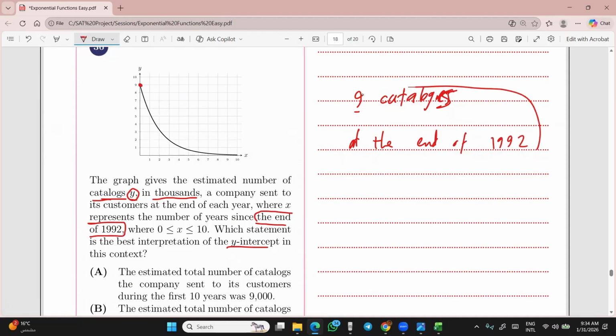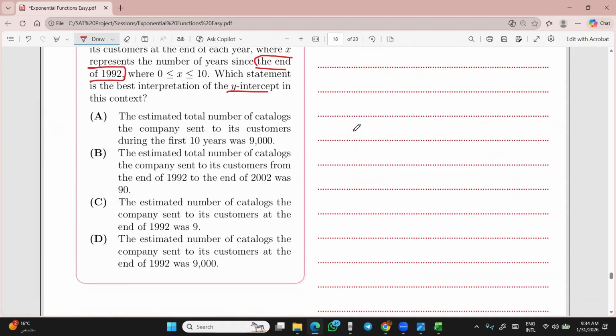So these are the two pieces of information we have to search for. But be careful, in thousands. So this 9 should be 9,000. Look at, search for 9,000 catalogs. Yeah, it's 9,000 here.